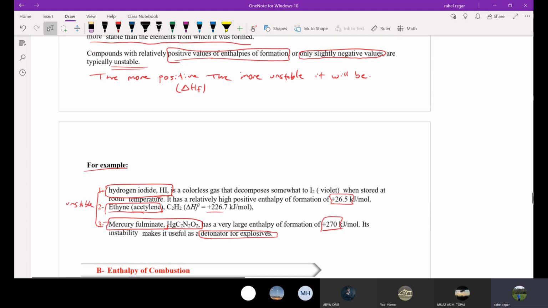So these three, all you have to know, and please know this also, mercury fulminate is used as a detonator for explosives. That's it. Don't memorize the numbers.